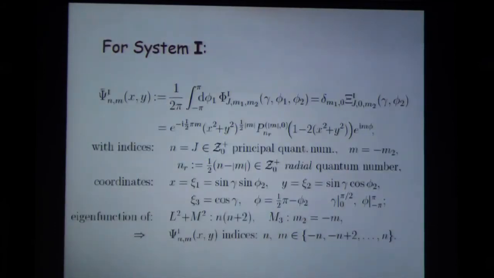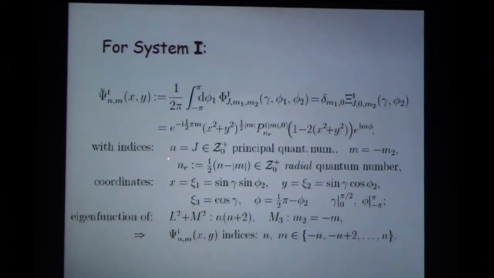For system 1, we can follow this program. You see, we put the new x's with a little bar on it, not normalized. We integrate over phi1 of the functions on system 1. And we get delta m0 in the xc function over here. And then there is a phase, times especially a Jacobi polynomial, here of 0 of this angle, and then a phase.